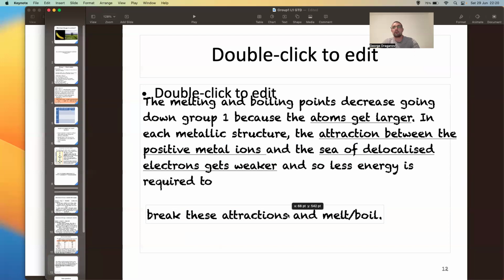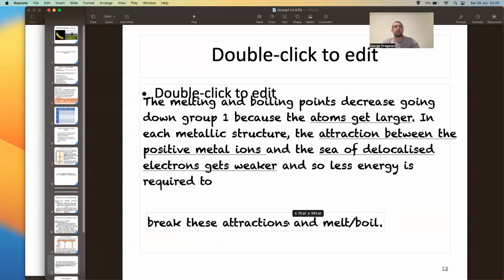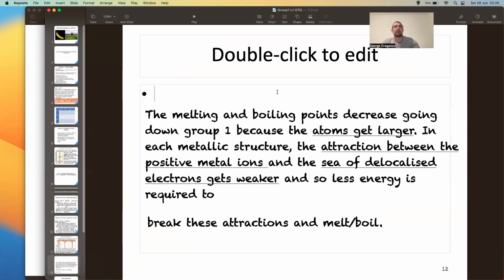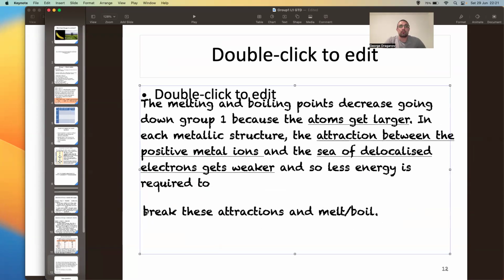And then just see what happened. So the melting and boiling points decrease down group 1 because the atom gets larger. So if you remember metallic bonding, we have cations with a sea of delocalized electrons outside. So if the cation gets bigger, its attraction to the outer electron will get weaker. So less energy will be required to break these attractions.